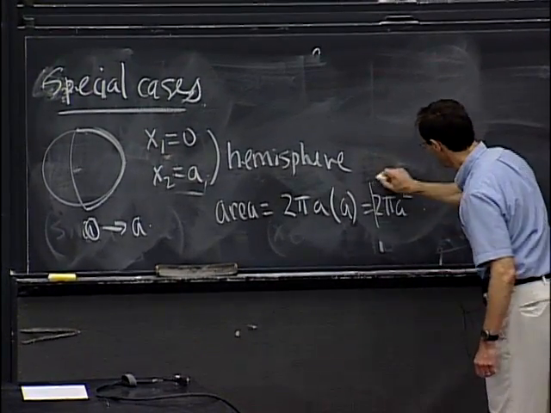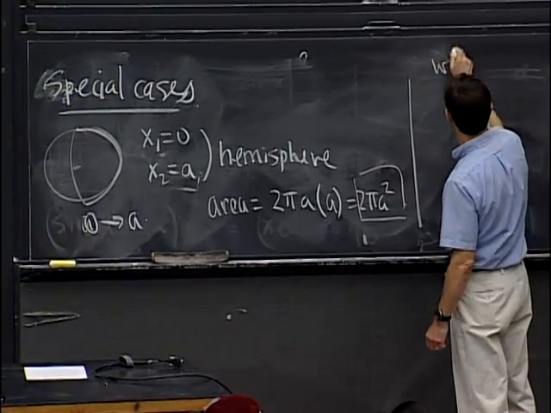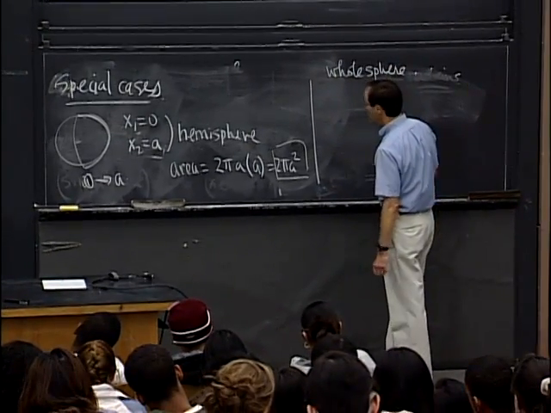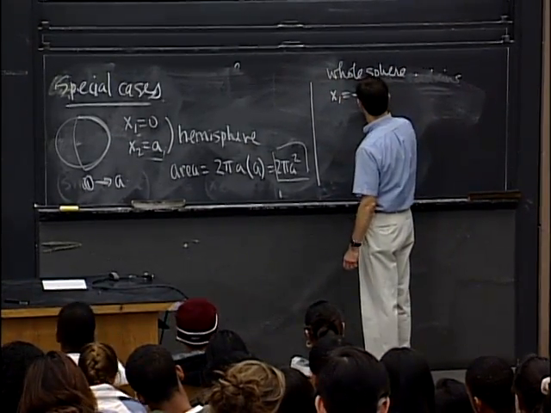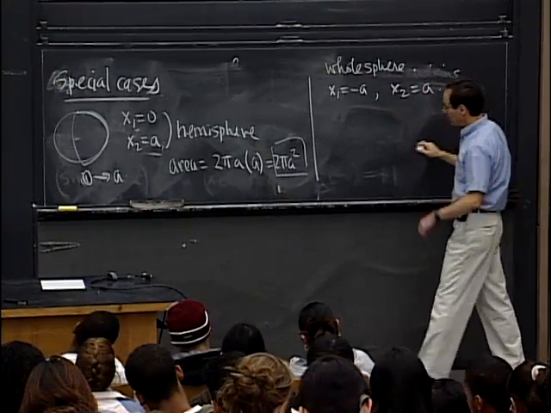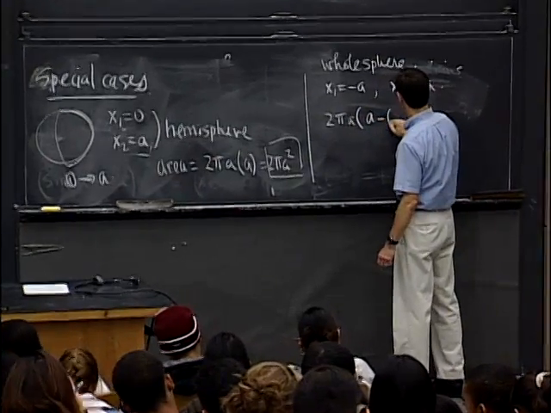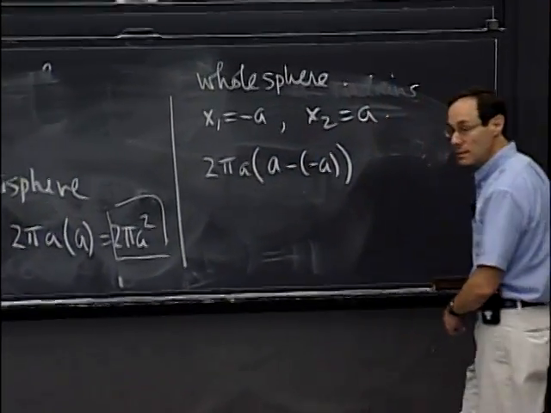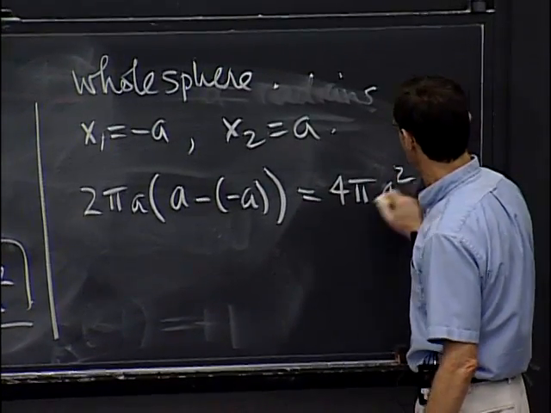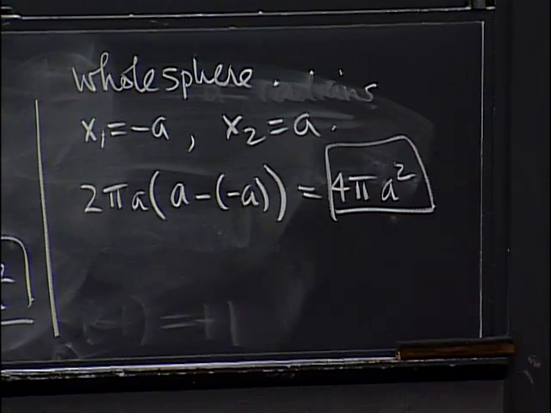All right? And if you take the whole sphere, that's starting at x1 equals minus a, and x2 is equal to a. You're getting 2 pi a times a minus minus a, which is 4 pi a squared. That's the whole thing. Yeah, question?